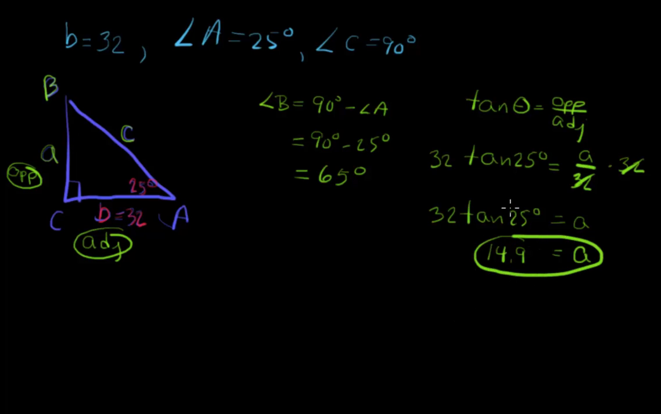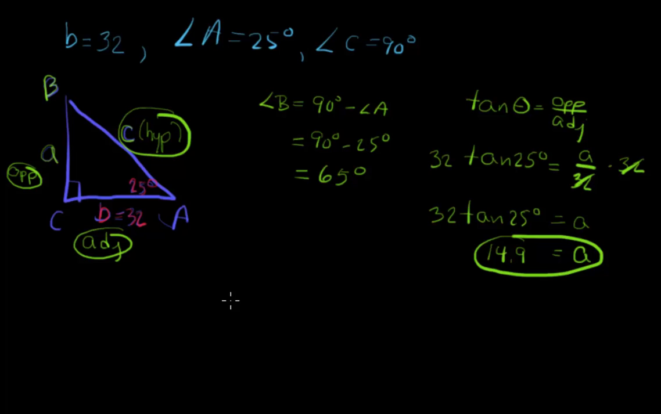Now, the third side would be side C. Okay? So again, we're going to use angle A. We'll use side B because that's what was originally given to us. But now we need to use side C, which is what we're looking for. And we label side C as the hypotenuse. So, what trig function involves the hypotenuse and adjacent?